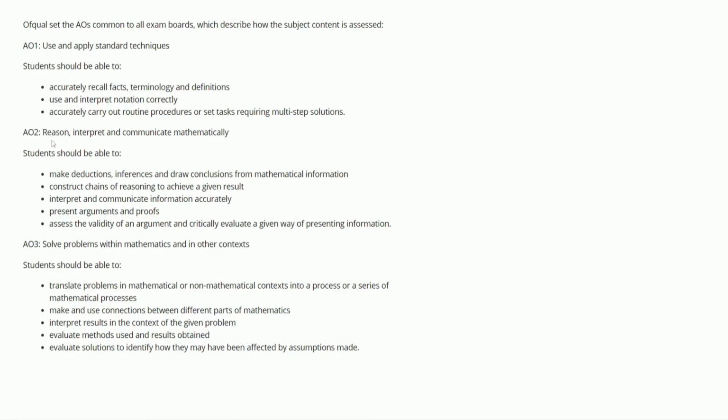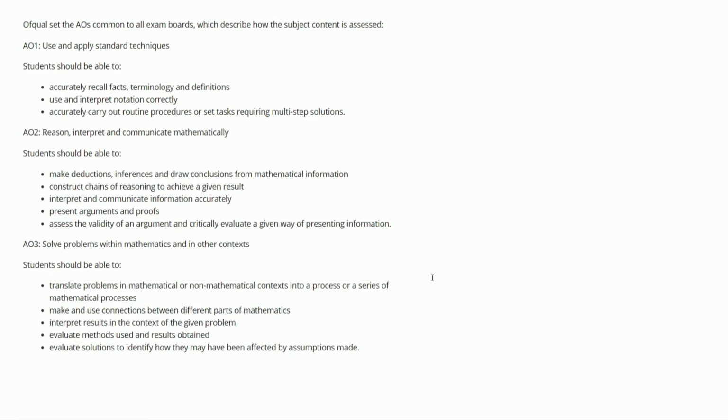Now, assessment objective 2 is about reasoning, interpretation, and communicating mathematically. This essentially is just show that questions, like show that she's wrong or prove that this algebraic expression is true, something along those lines, okay? And again, assessing the validity of an argument. So it might say, Sally says this, evaluate whether she's right or wrong, or she is wrong, give a reason why.